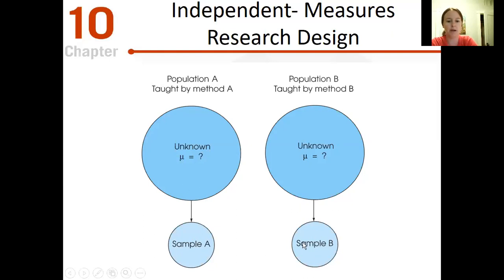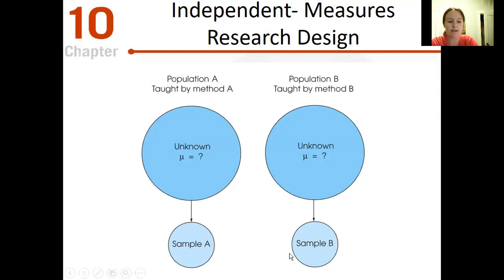And we have sample B coming from population B, and they're being taught through another method. Maybe sample A is a morning statistics course that takes the entire class fully online. And sample B is also a morning statistics class, but they take the class in person 3 days a week. And we want to see if there's a statistical difference between the delivery method for the course. Okay, just a made-up example there.